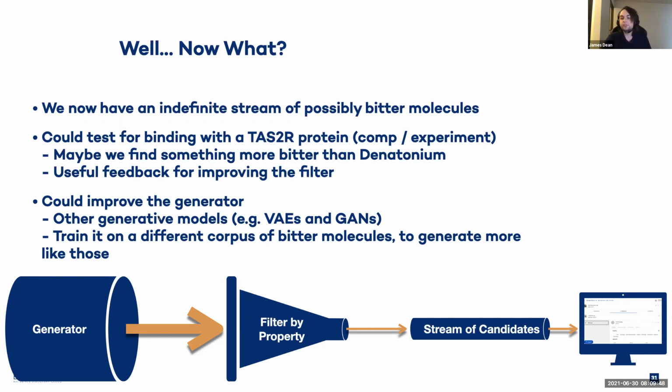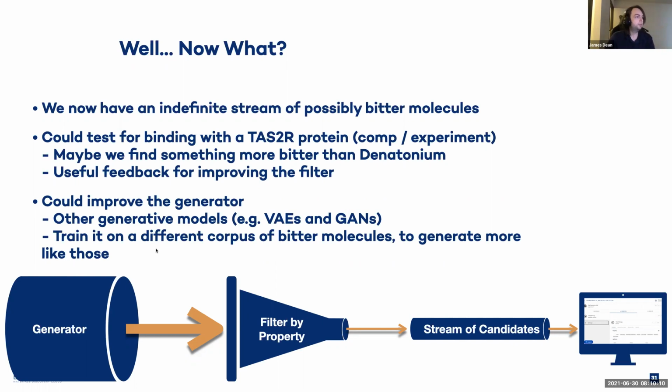Another pathway we could go down would be potentially improving the generator. There are certainly other generative models out there, like variational autoencoders and GANs, that have been highly successful in this space. VAEs have been used to generate SMILES strings with, for example, the All SMILES VAE. GANs have been used for this purpose as well.